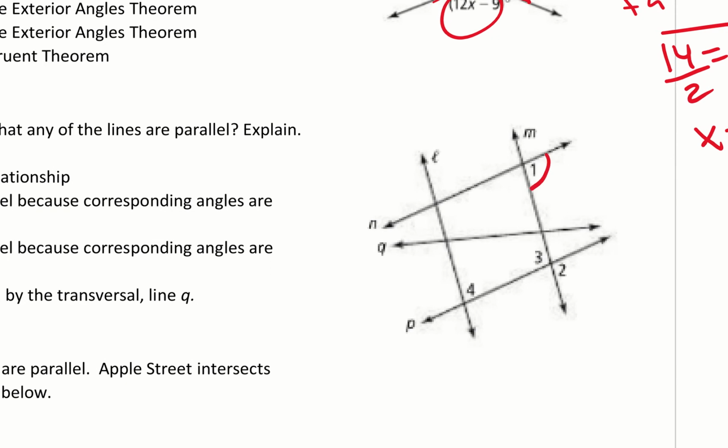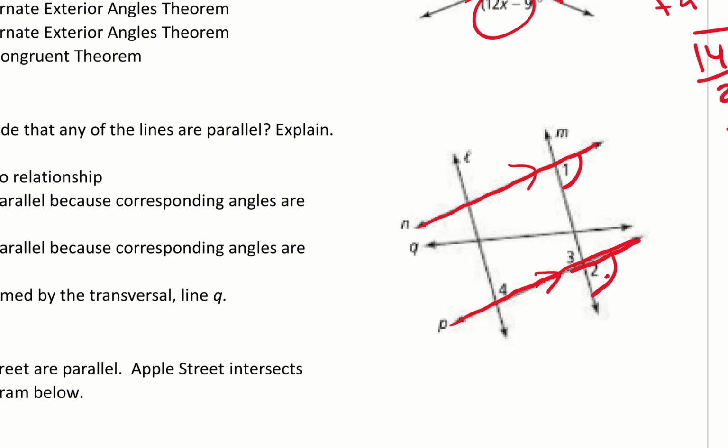So if angle 1 is congruent to angle 2, well, that means that your angle 1 and angle 2 have to do with these two lines right here. So if those two are congruent, well, that means that these two lines have to be parallel. If they're not congruent, then that means they're not parallel.